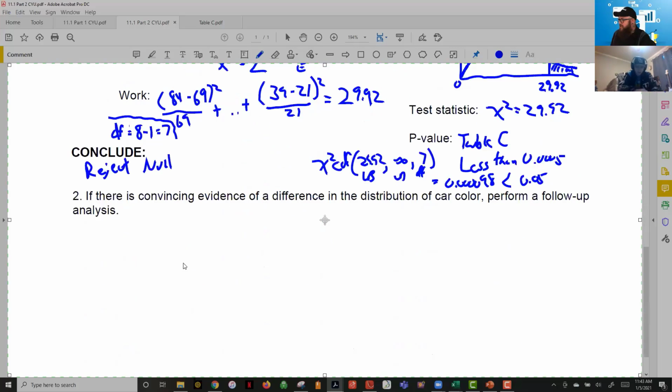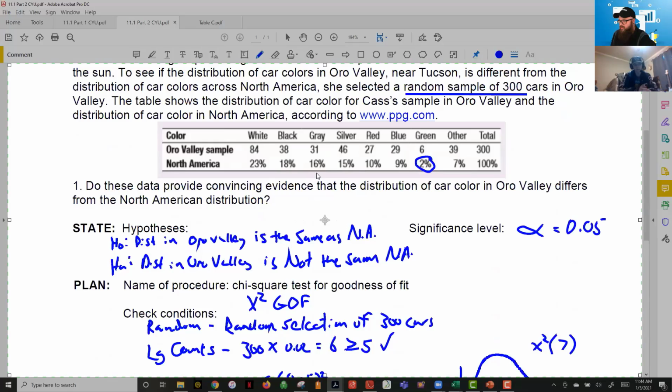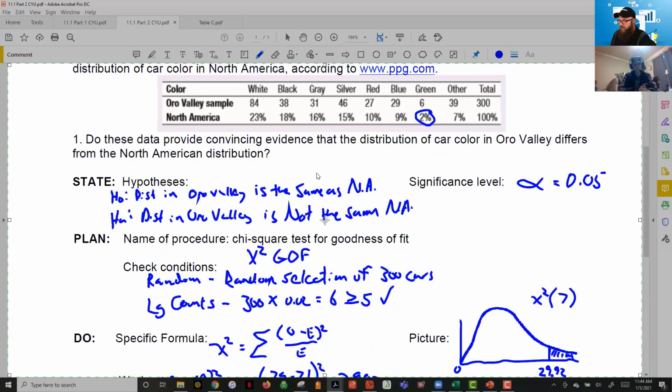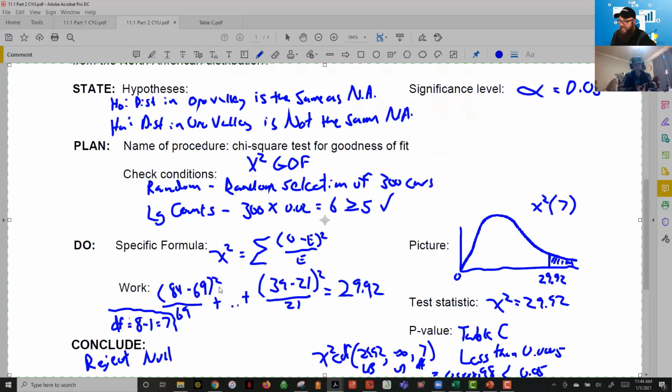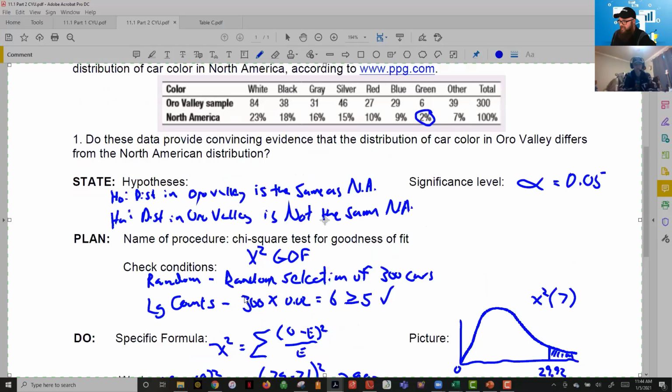I gotcha. So in this case, on the last part here, it's saying if there is convincing evidence of a difference in the distribution of car color, perform a follow-up analysis. So we would have had to go here and actually list out all of the expected values, which I didn't do here on my paper, and I don't remember what they all are. But what you would do is take the difference between the expected and the observed, and see which one it is.